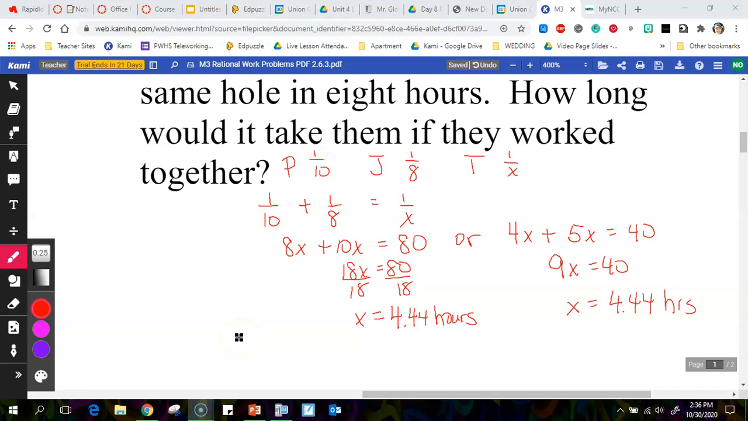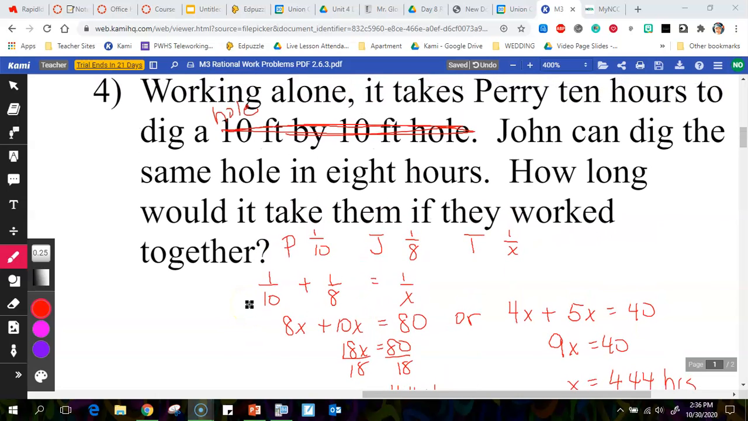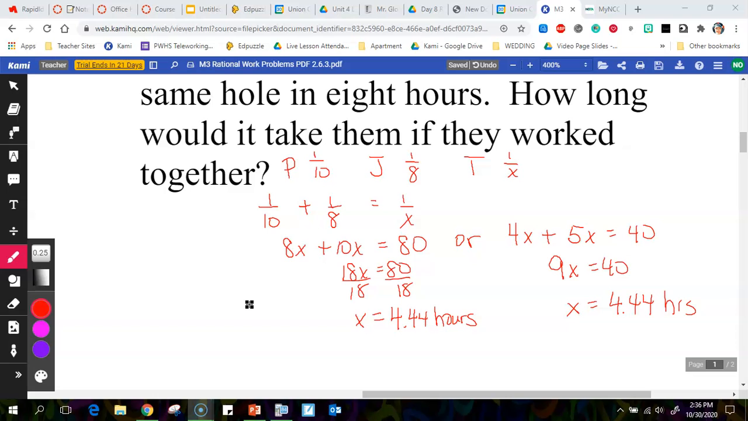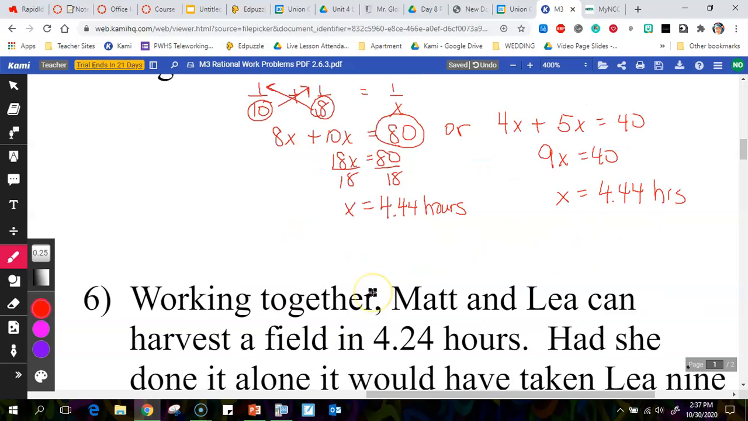I got 1/10 for Perry. And then John was 1/8, and together they were 1/x. You could have used 80x as your LCD, or you could have used 40 because both of them will go into 40. But if you've noticed, what ends up happening is you put this number up here and this number up here, and then they both get the x added on, and the numbers times each other end up right here. So it's kind of the same every time for this type of problem. You should have gotten 4.44 hours.